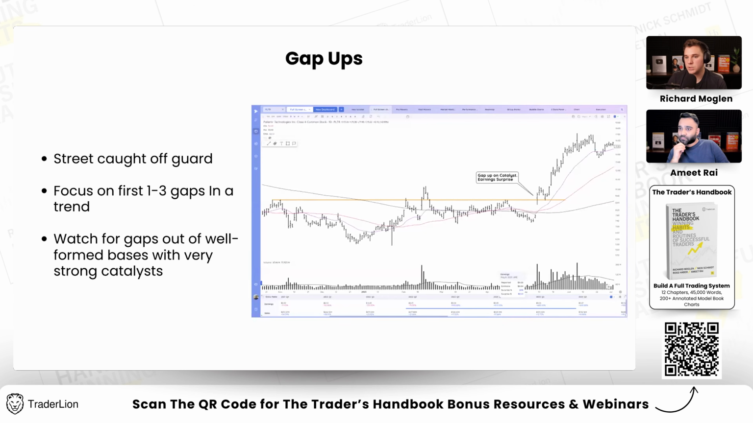The earlier ones just have higher potential because funds are more aggressive earlier on in a trend, and it just leads to higher probabilities. So we like to focus on the earlier ones. That doesn't mean later ones can't work, but it's just lower probabilities.